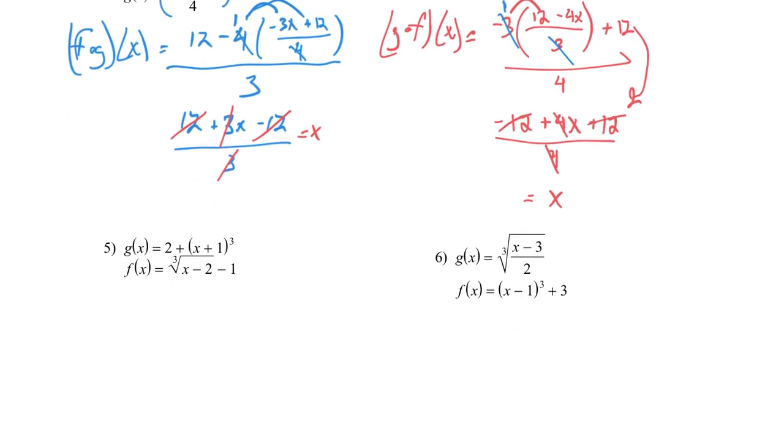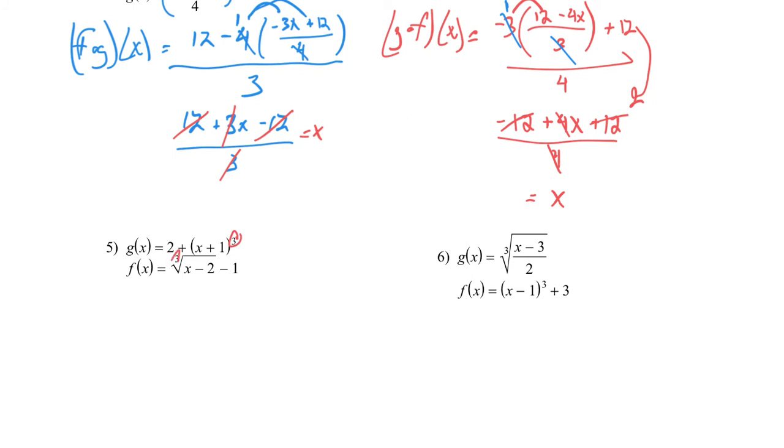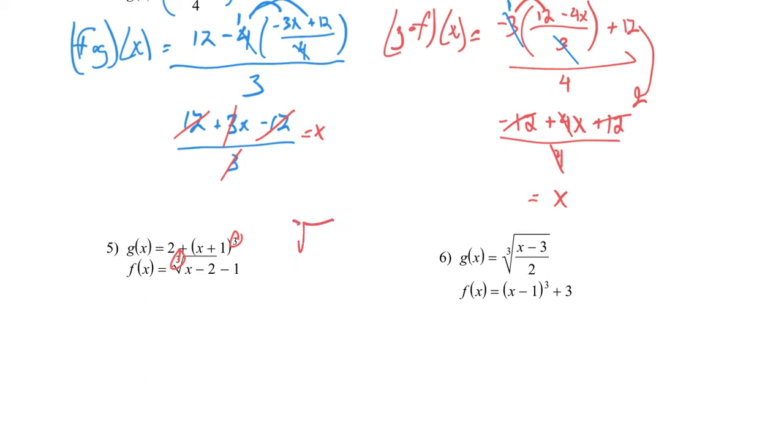Okay. Remember that cubes and cube roots will cancel each other out. So if you can boil it down to where you have something like a cube and a cube root, then those will cancel each other out. So this is just x. Number 5, you will see that happen. I'll show you one of them here. So the cube root of 2 plus x plus 1 cubed minus 2 and minus 1. So that I put the g function into the f function.